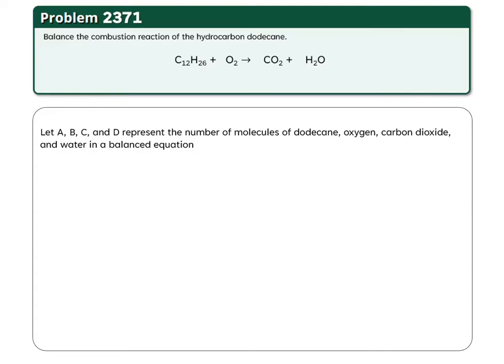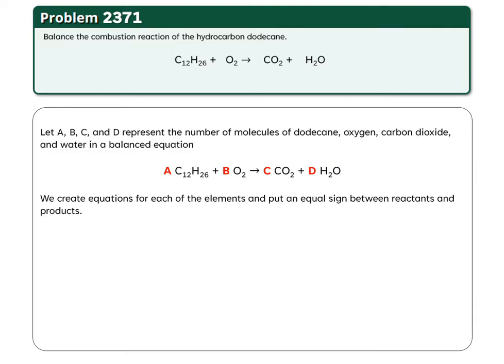Let A, B, C, and D represent the number of molecules of dodecane, oxygen, carbon dioxide, and water in a balanced equation. A dodecane plus B oxygen yields C carbon dioxide plus D water. Now we create equations for each of the elements and put an equal sign between reactants and products. A times the 12 carbon atoms in dodecane equals the C carbon atoms in carbon dioxide.